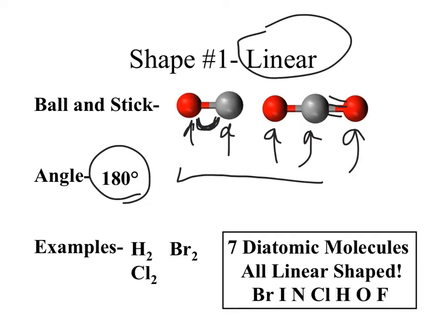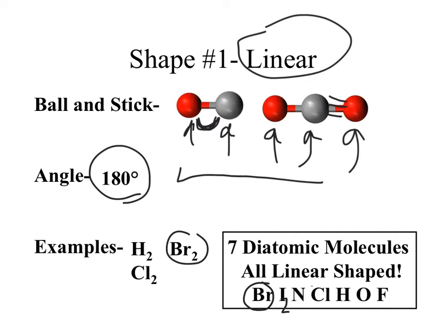An example, simple one, all the diatomic molecules, which we call Brinkelhoff for short, that's bromine, iodine, nitrogen, chlorine, hydrogen, oxygen, and fluorine. Those 7 molecules naturally occur in pairs with themselves. So bromine is never found all alone by itself as just Br. It actually would be Br2.